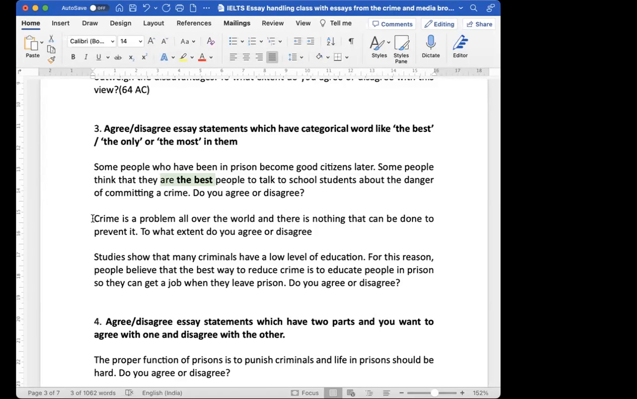अब ये देखो, crime is a problem all over the world and there is nothing that can be done to prevent it. अब आप इससे disagree करना easy, आप कह सकते हो ना, a lot can be done to prevent it.